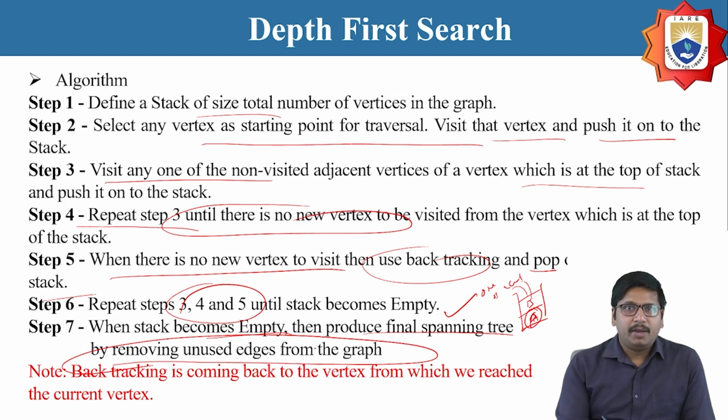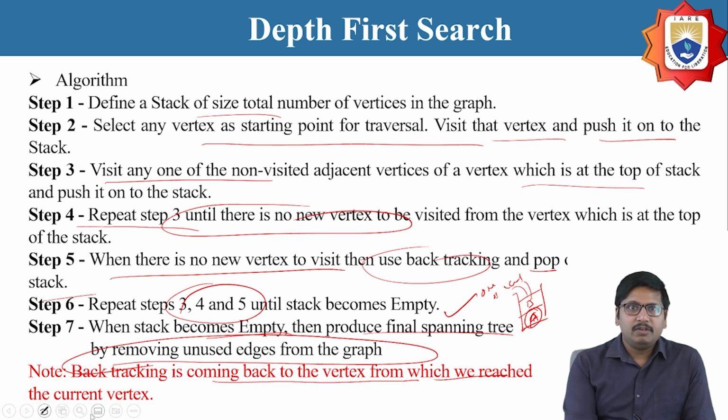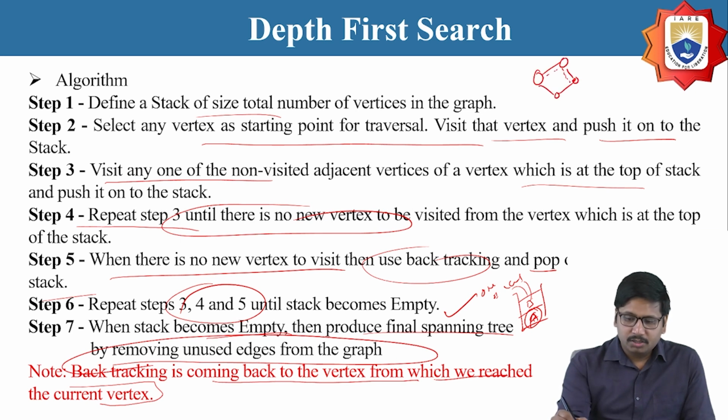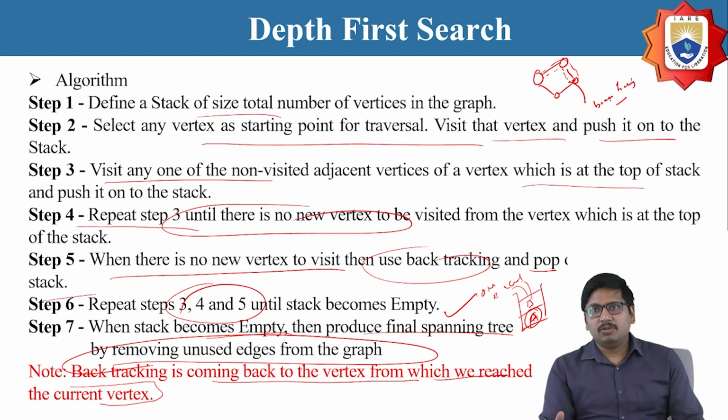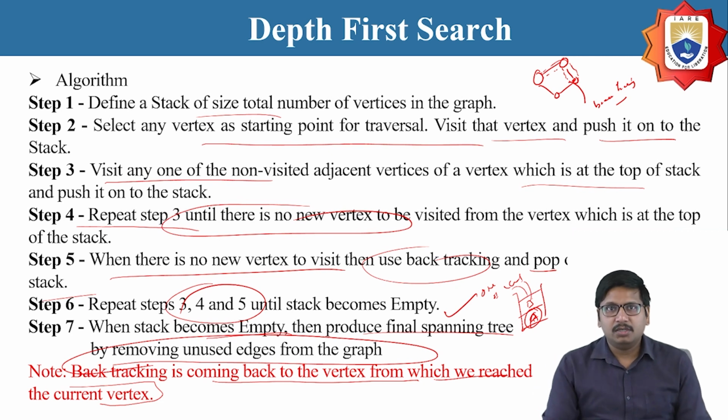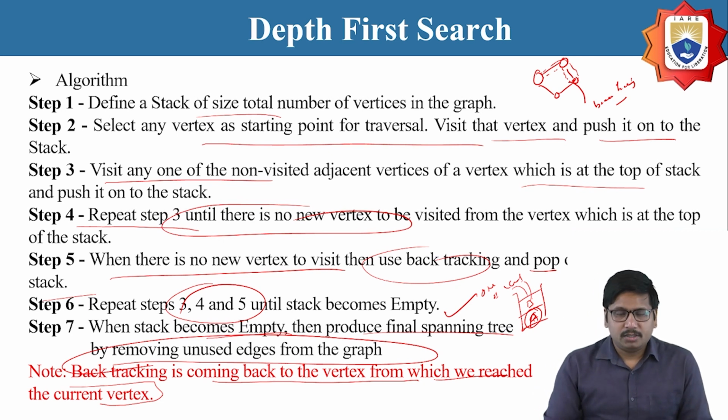Note that backtracking is nothing but coming back to the vertex from which we reached the current vertex. So if I have a graph like this and I move in this direction, backtracking means going back to the original starting vertex. So backtracking is coming back to the vertex from which we reached the current vertex. This should be the algorithm for DFS.